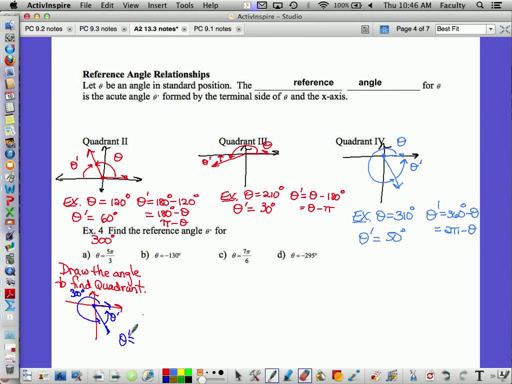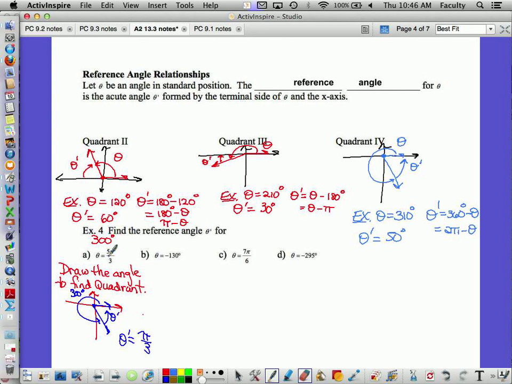Fourth quadrant, I actually don't memorize any of that stuff here. To me, it just makes sense to just figure it out. How far away am I from 360? I'm 60 degrees away. But I can't write 60 degrees because this was radians. And I know 60 degrees is pi over 3. So let me say that again. If you're given angles in radians and you're looking for a reference angle, it should be in radians. If it's degrees, you do degrees.